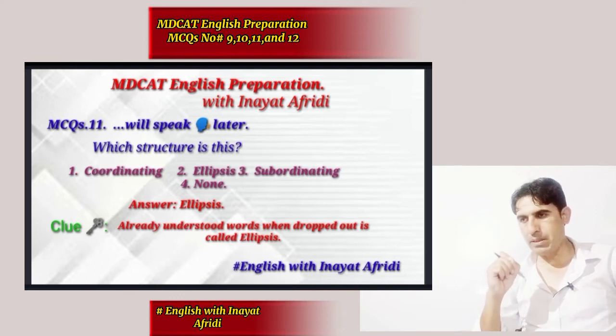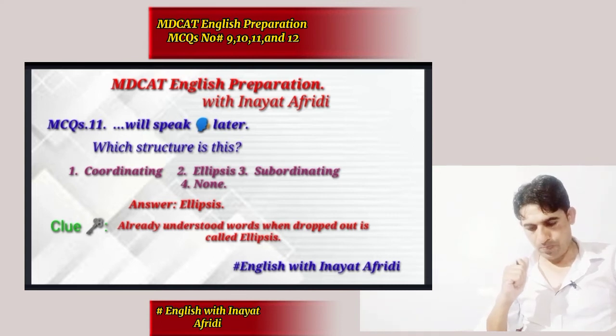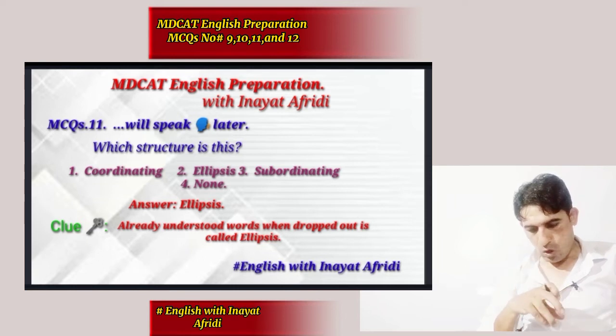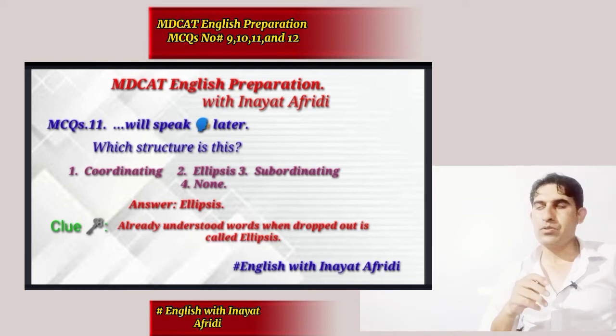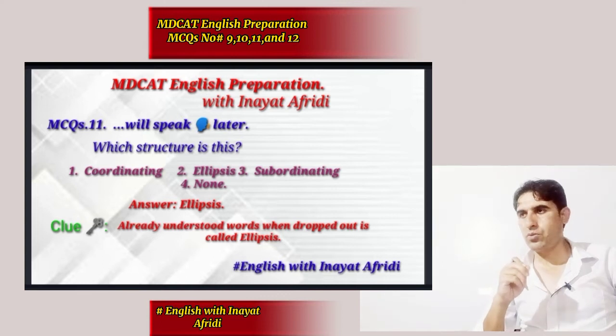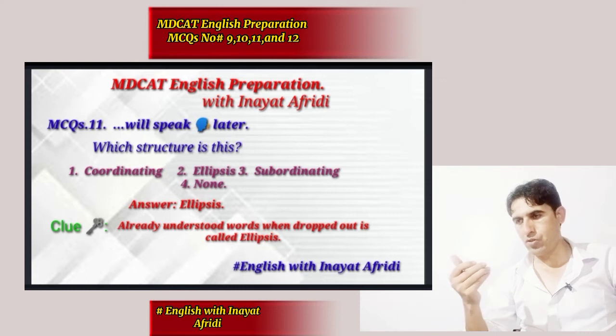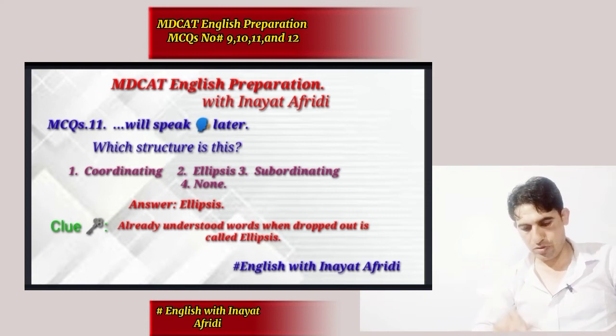And right in the beginning, the sentence is "I will speak later." Now, just move towards the clue. Already understood words, when dropped out, are called ellipses. I in this sentence is already understood, and that's the reason we dropped it out. And this kind of change or structure in grammar is called ellipses.